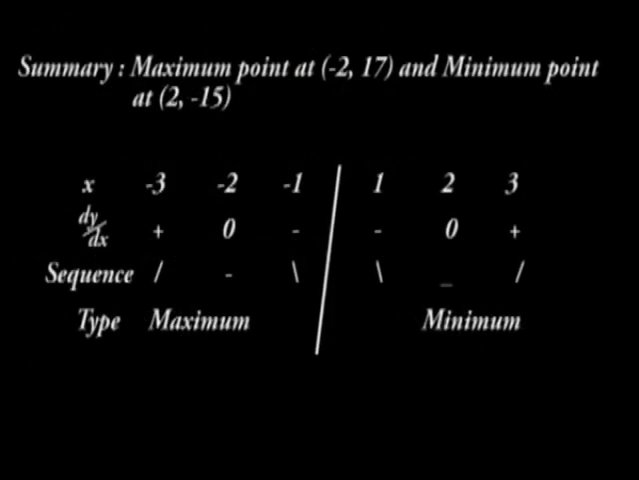In summary, the curve has a maximum point at (negative 2, 17) and a minimum point at (2, minus 15). This information can be represented in the table below.